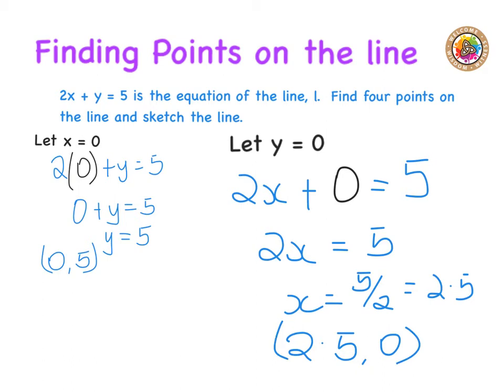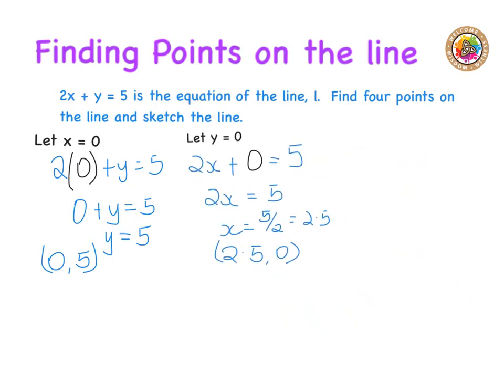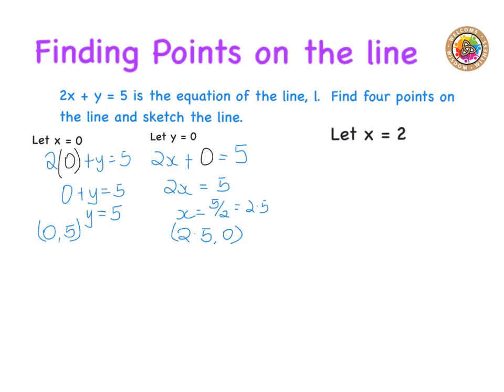Generally, I try and stay away from decimals. So I'm using this just as an example for us, but normally I'd stay away from decimals. So that's not a point that I would ordinarily choose, but it still is a point on the line. Okay, we'll try another value. So here I'm going to let x equal 2.